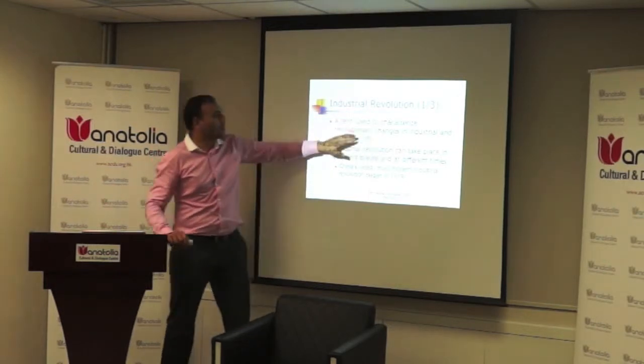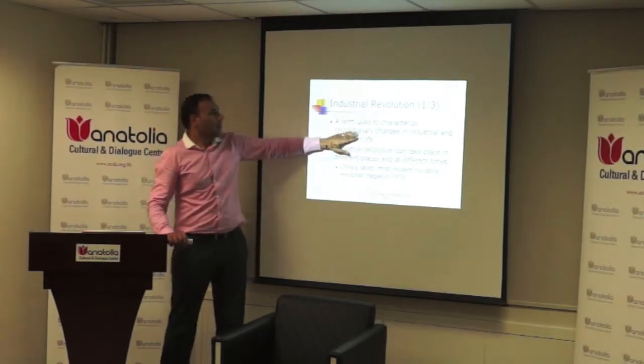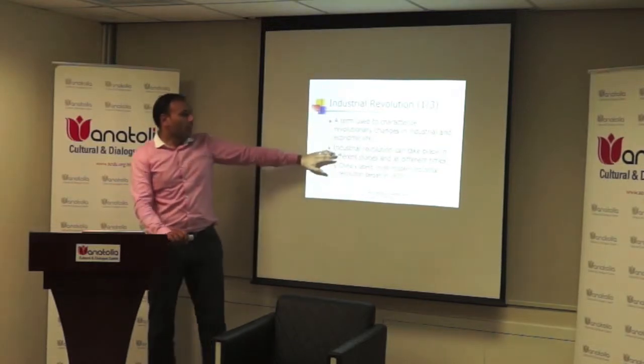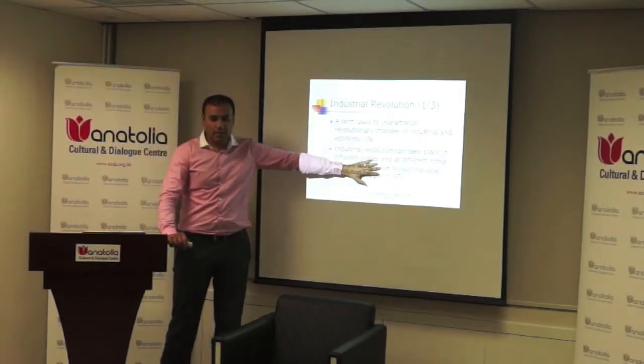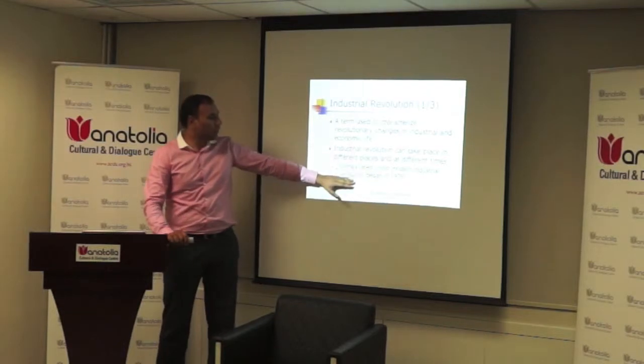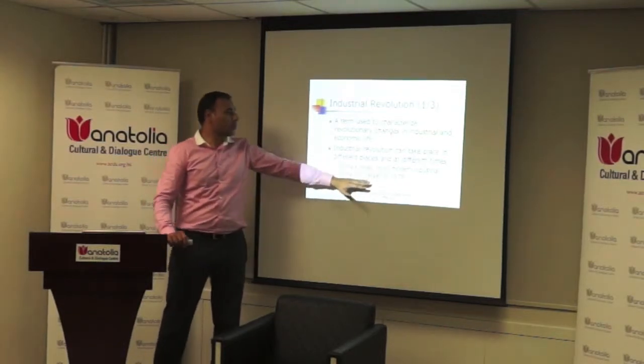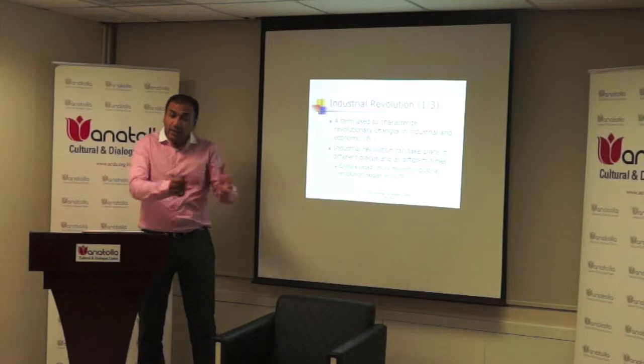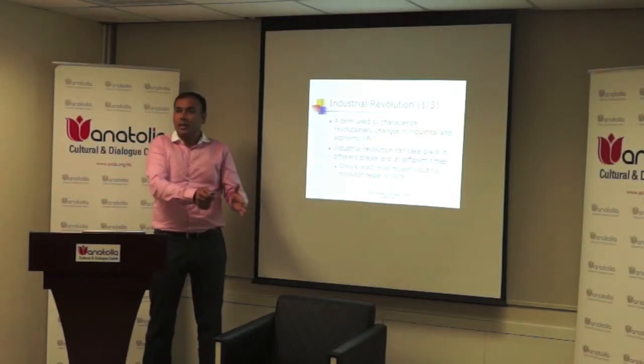When we talk about revolution, it's a term used to characterize revolutionary changes. Industrial Revolution can take place at different times and in different places. So, for example, in China, its latest Industrial Revolution began in 1979. China had earlier Industrial Revolutions as well.